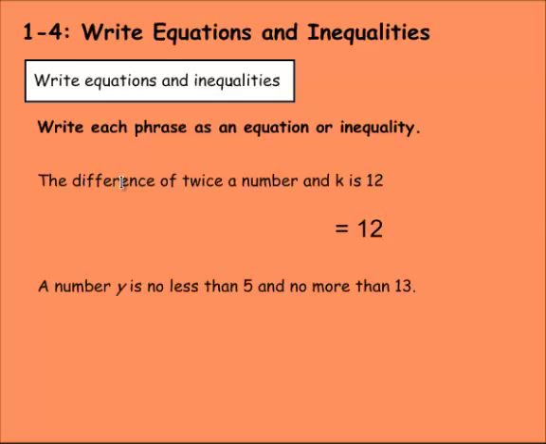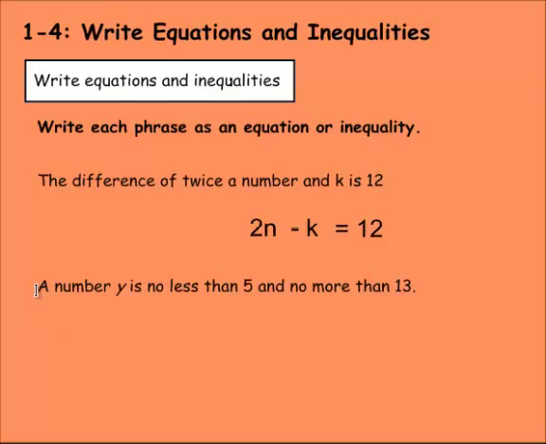And here is a little bit of a difficult one. We have the difference, which is a noun. We also have twice a number, which is also a noun. So we always need to do the order of operations, which is multiplying, right? So twice a number is the first thing we do, so 2n. And then we need the difference between twice a number and k. So 2n minus k would equal 12.